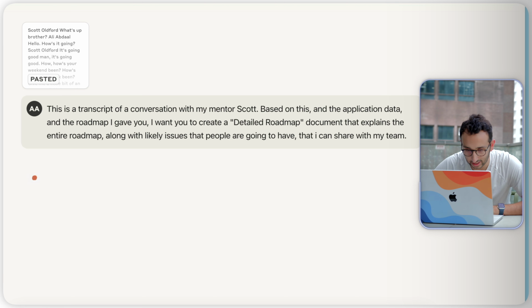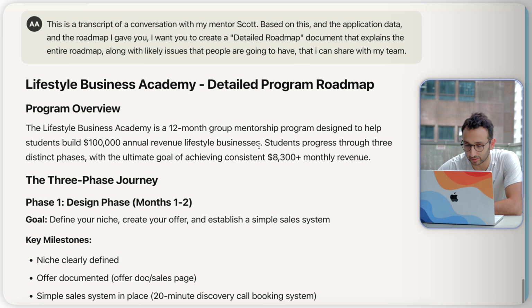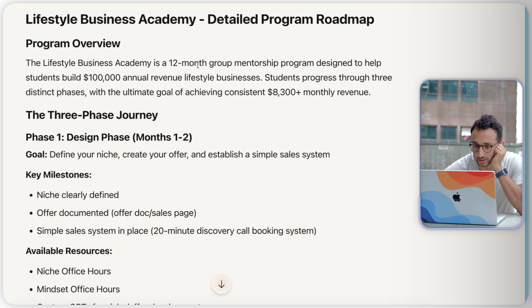Based on this and the application data and the roadmap I gave you, I want you to create a detailed roadmap document that explains the entire roadmap along with likely issues that people are going to have that I can share with my team. The Lifestyle Business Academy is a 12-month group mentorship program designed to help students build 100,000 a year annual revenue. Yep.